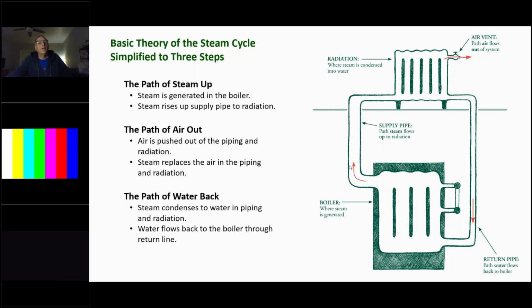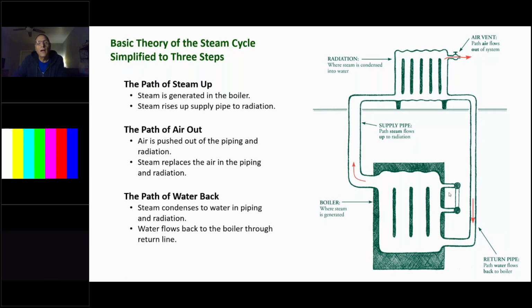Okay, so we're on the basic theory of the steam cycle, simplified to three steps that we've talked about. The path of steam up: the steam is generated in the boiler and rises up the supply pipe to the radiation. So that's our steam up. Again, we have to produce clean, dry steam, which is less than 2% of entrained water. And that is what we are shooting for with every boiler cycle.